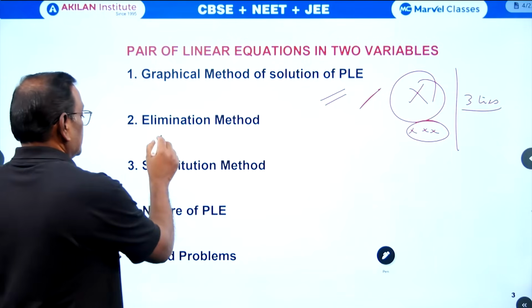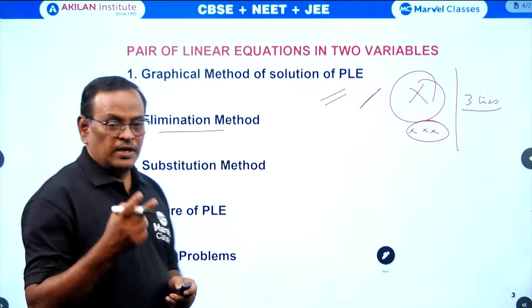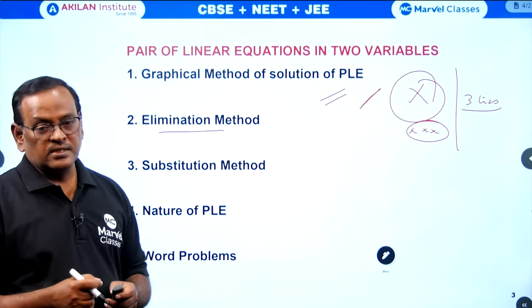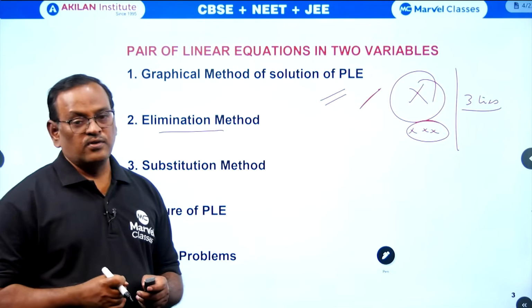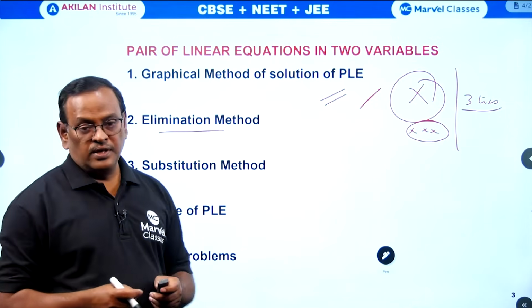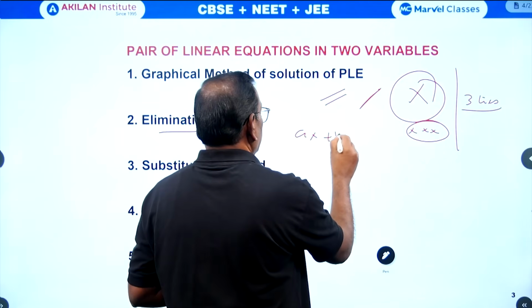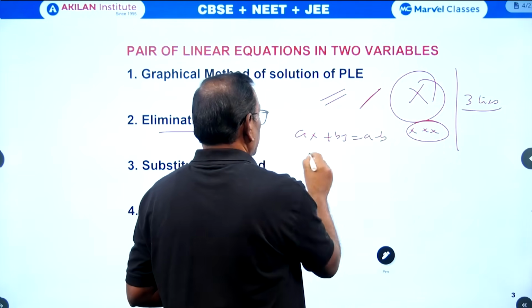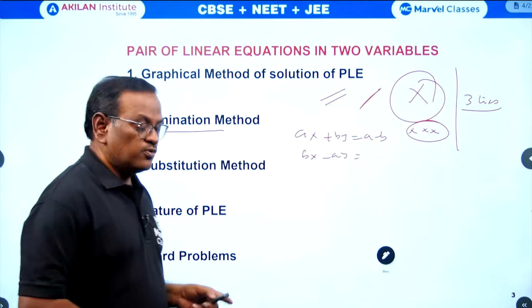Next, elimination method. If a method is mentioned, you have to follow that method. So practice 2 types of questions. Linear equations with integer coefficients, rational coefficients, irrational coefficients, decimal coefficients, and constant coefficients. Constant coefficient means like this: ax plus by equal to a minus b, and bx minus ay equal to something like that. So focus more on this.